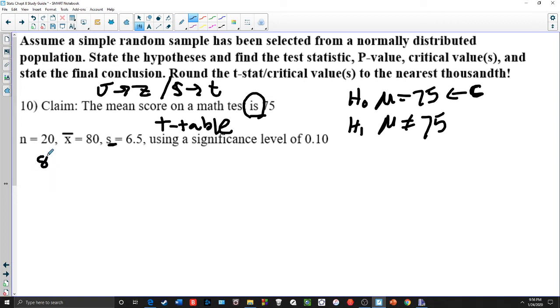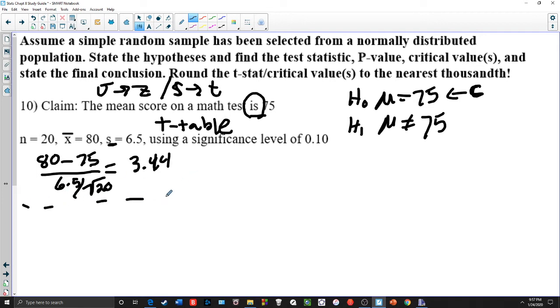It was x bar minus our claimed average, which was 75, over our s divided by the root of our n, which is 20. You plug that big mess in and you get 3.44. Let's first box that in. So that's our test stat.